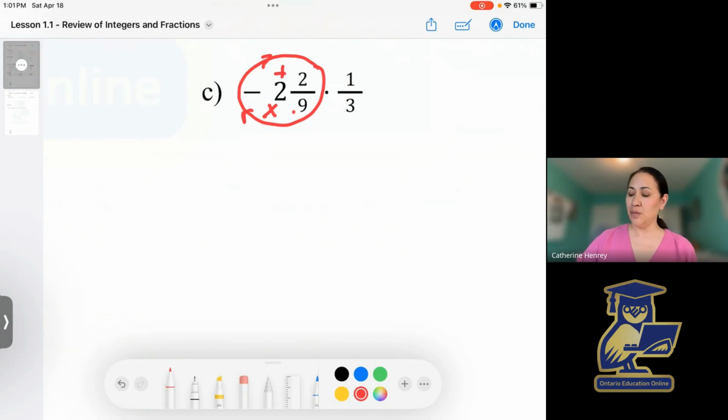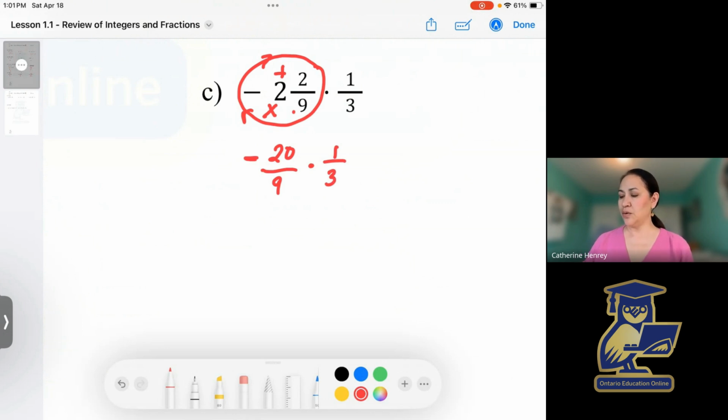So it's a negative mixed fraction. It's going to be a negative improper fraction. So I'm going to start by bringing the negative sign down. And then 9 times the 2 is 18, plus the 2 in the numerator is 20. But I keep the denominator the same. So I'll have -20 over 9. Then I'm multiplying by 1/3.